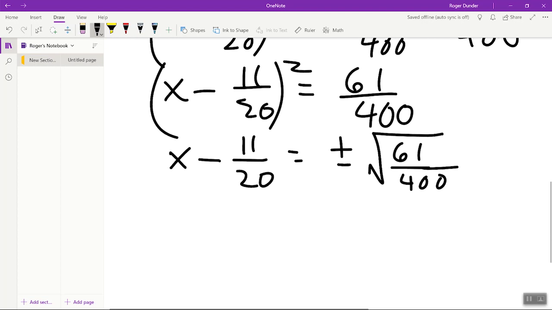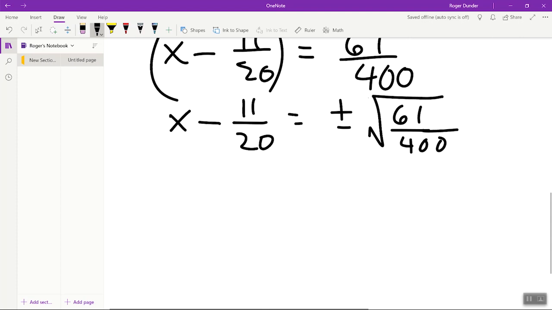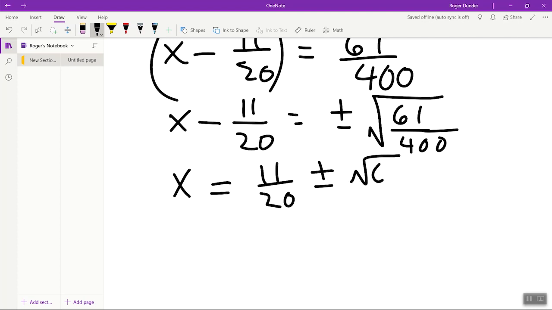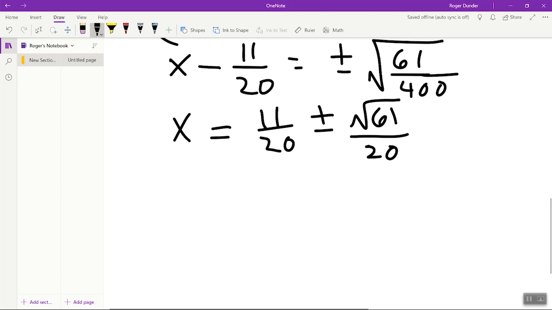We can simplify that just a little bit because the square root of 400 is 20. 20 times 20 is 400. So this becomes x equals 11 over 20 plus or minus the square root of 61 over 20. So I have two roots now.